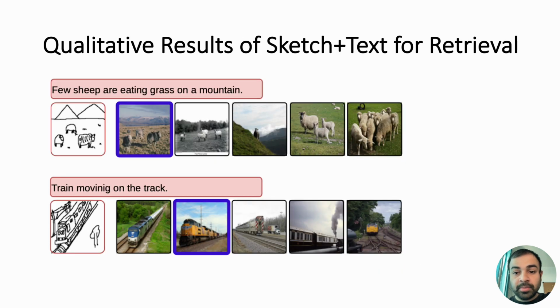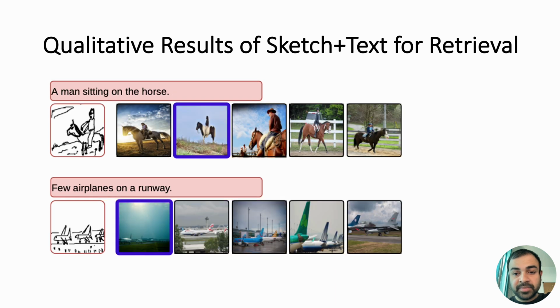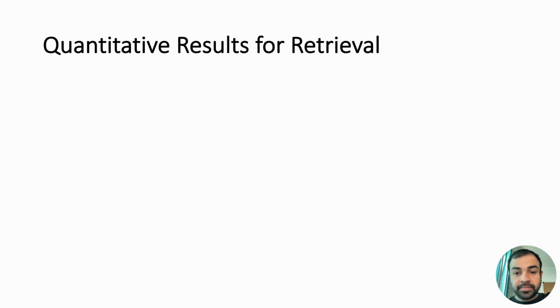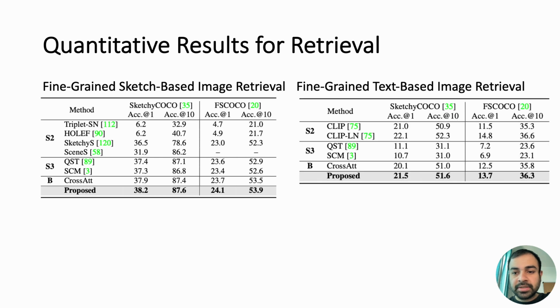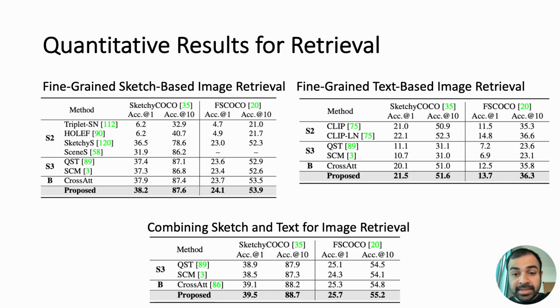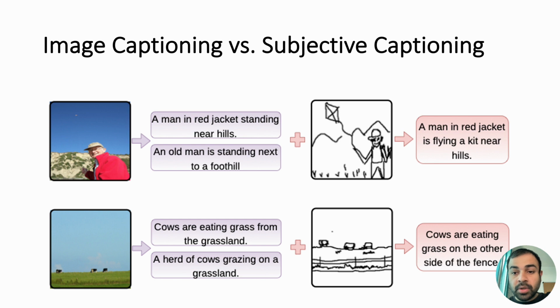Finally, we show some qualitative results on sketch plus text-based image retrieval and some quantitative results. Note, while for our baselines a separate model is trained for each table or task, our proposed method is one generalized model trained once using a disentanglement approach and is competitive and sometimes outperforming baselines on all these retrieval tasks. Here we show qualitative results on our new setup, subjective captioning.